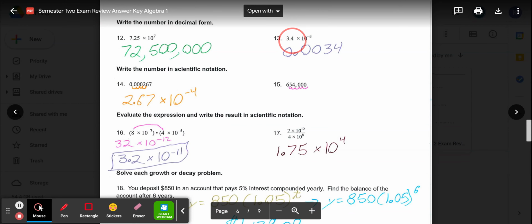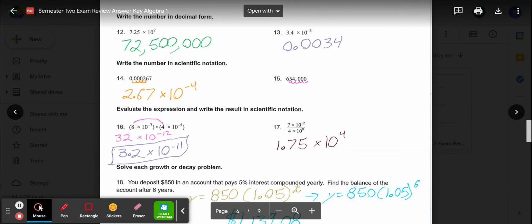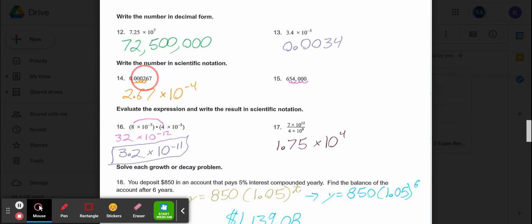So 3.4, move that decimal 3 spots left, giving us 0.0034. In 14, we want to think about how far to move the decimal back in to get to 2.67. So it was 4 places. So 2.67 times 10 to the negative 4.